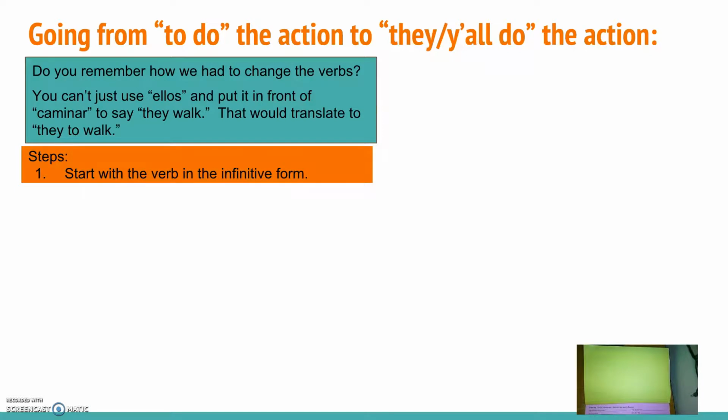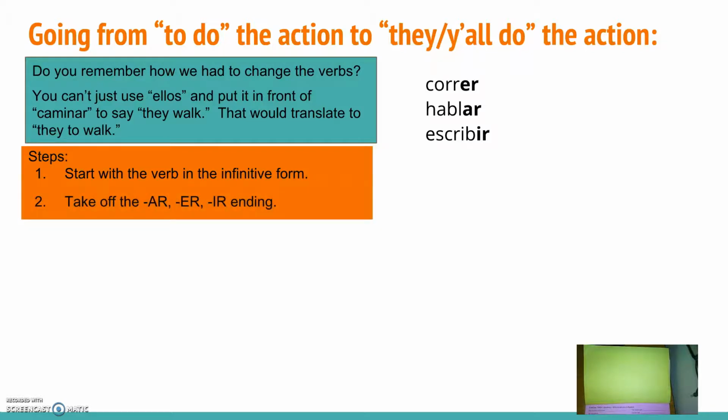Start with the verb in the infinitive form. The three examples that we've been using, correr, hablar, escribir. Take off the AR, ER, IR. Again, we've been doing this for each of the videos that you've watched. This will leave us with what we call in Spanish the stem.